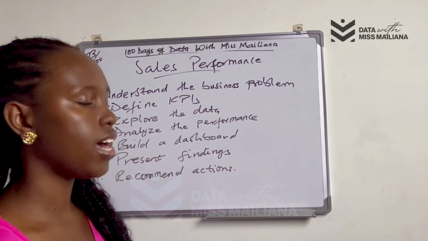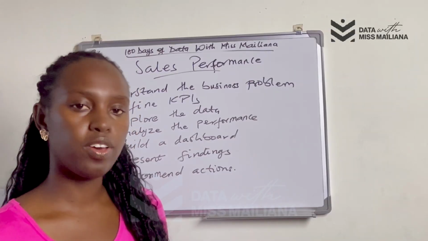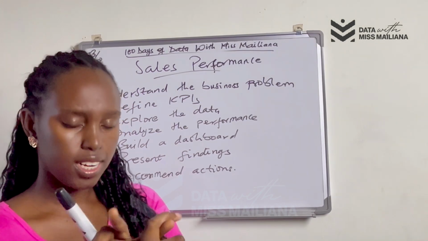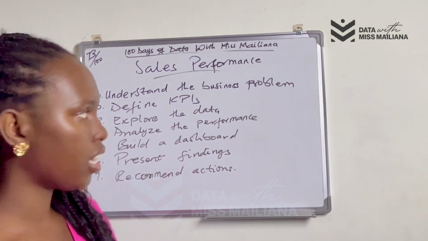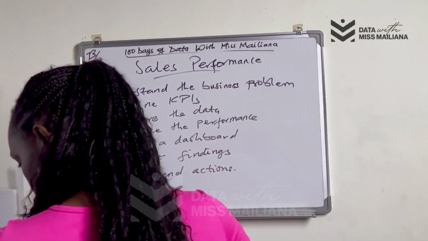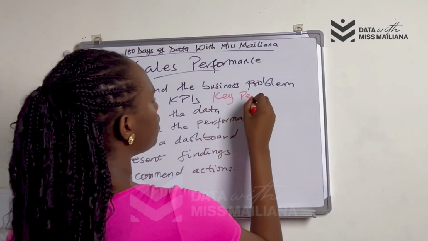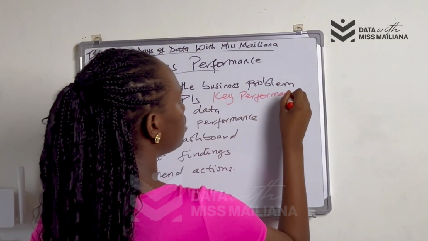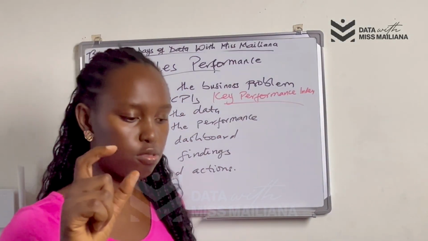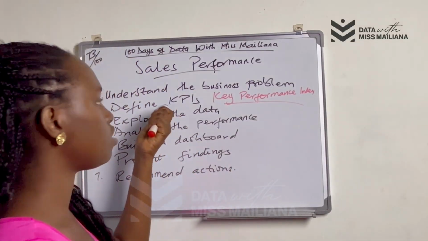The very first thing is to understand the business problem. Whenever you are working with a business, you don't just jump into action. You have to understand the business and the problem they are going through so that you know what to do next. Then you define your KPIs, key performance indicators. These are the things you look out for to know whether we are doing well or not. So that's what you define here.